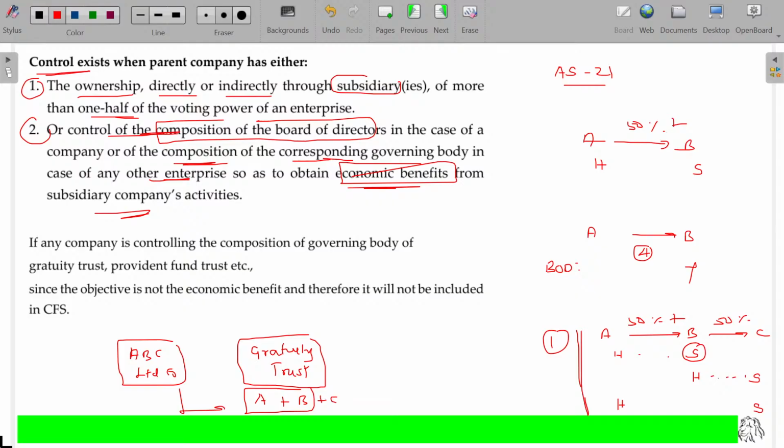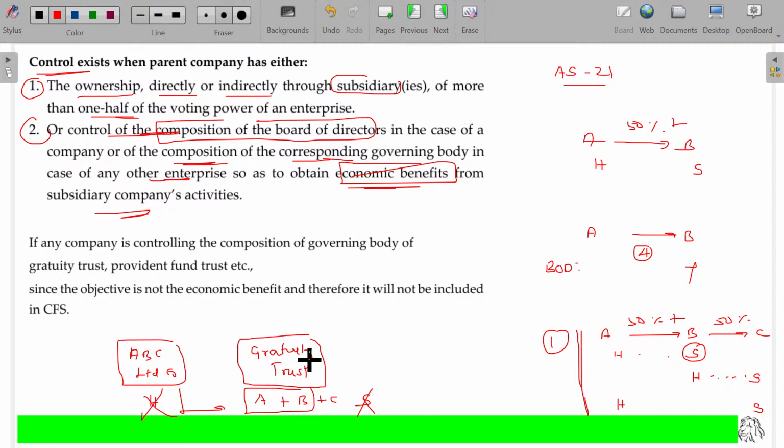Now, the gratuity trust is an entity. This entity has three directors to administrate. Out of the three, two are controlled by ABC Limited. Now, can I say this is the holding company and this is the subsidiary company? If I ask this question, definitely not so. Because what is the intention of the gratuity trust? To make any profit?